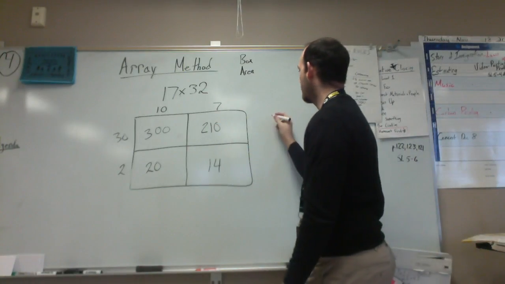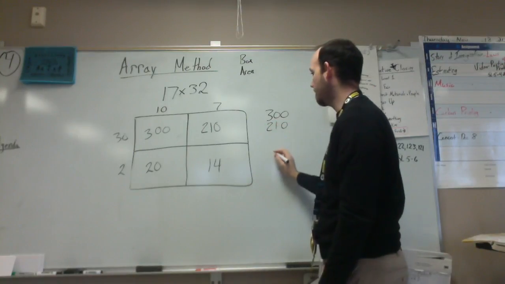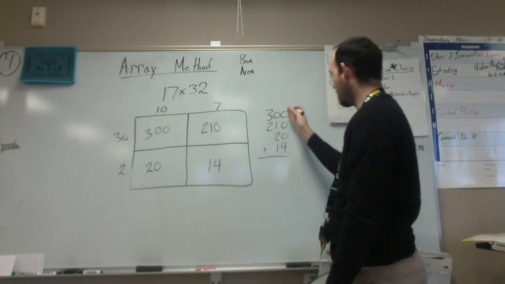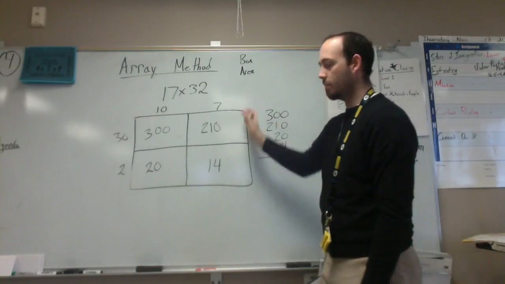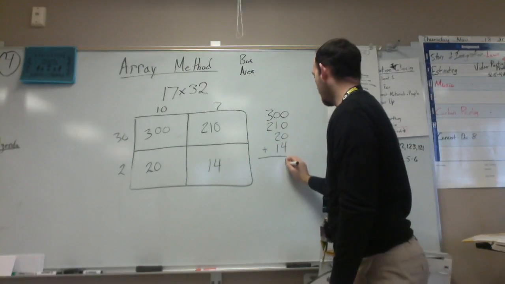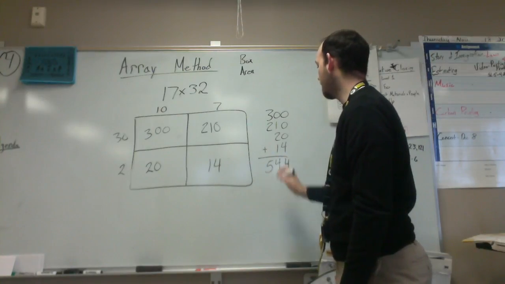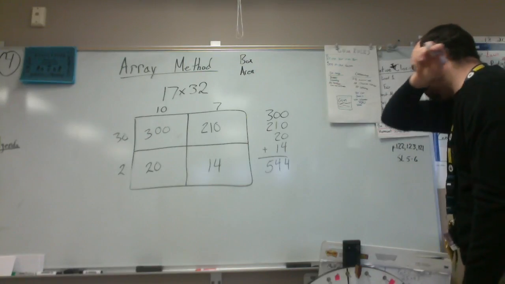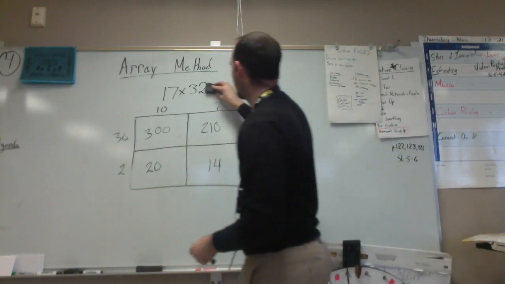So I'm just going to come off to the side, 300, 210, 20, and 14. Make sure that all of your 1s places are lined up, your 10s, your 100s, and if you end up with larger numbers, that those larger place values are lined up as well. Then we just add them together. So we got 4, get another 4, we get a 5. 544 as our answer.